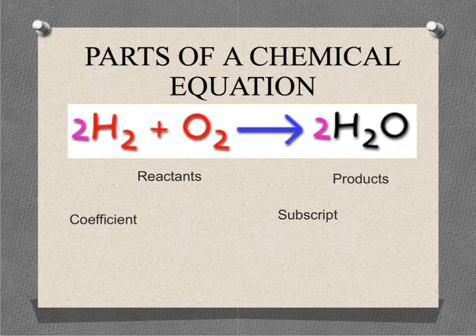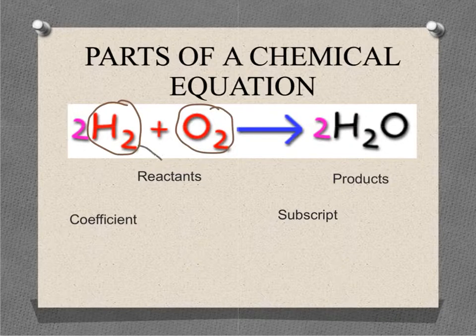Let's take a look at the chemical equation and see the different parts. Now on the reactant side, we see that we have H2 and O2. Those are the reactants. Reactants: H2, O2. Now on the product side, we have H2O. That is the product.